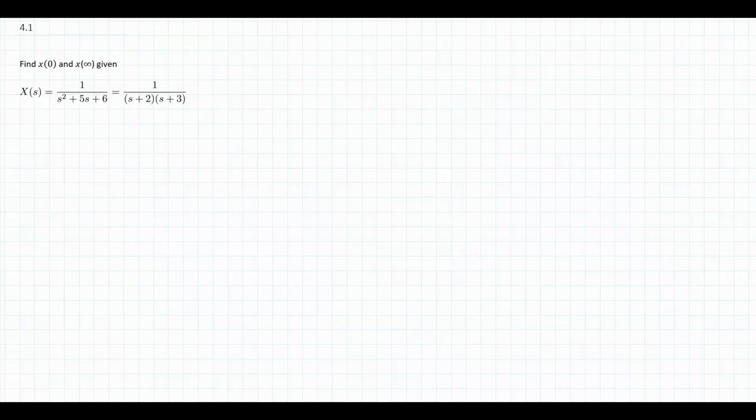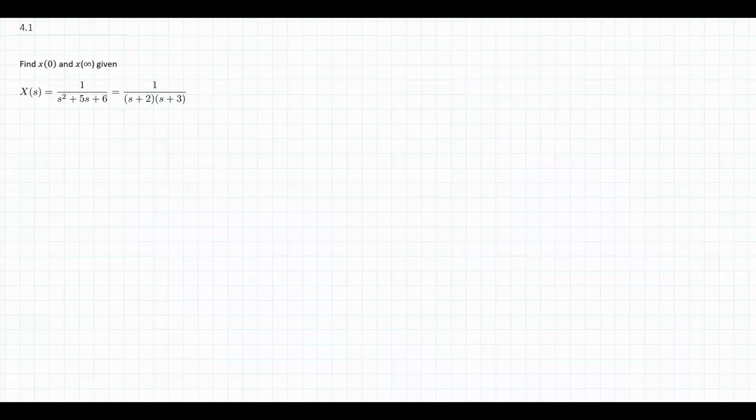In this problem, we are presented with X(s), the Laplace transform of x(t), and we want to know what's happening in the time domain at time t = 0 and at steady state. I'm calling it x(∞), but after a long time, what's the value of x? So we want to know these two values about x in its time domain, and right now we are in the frequency domain.